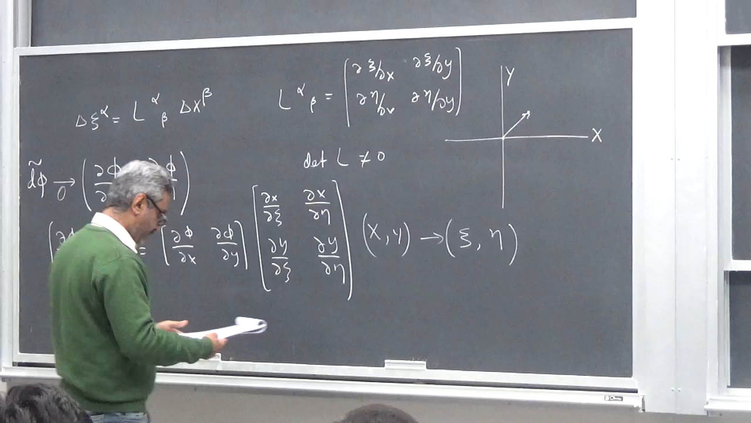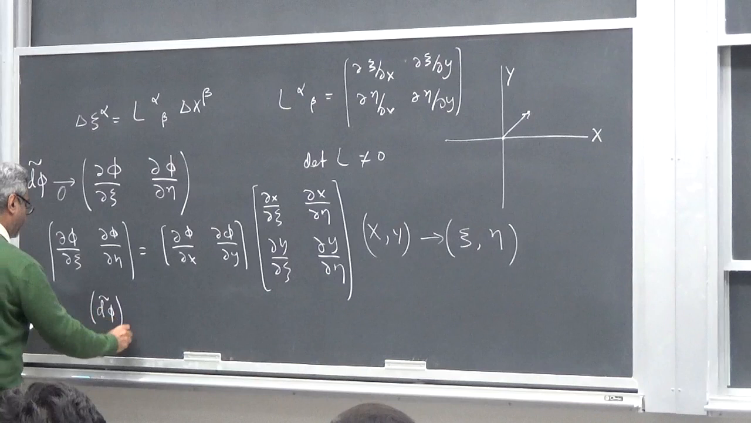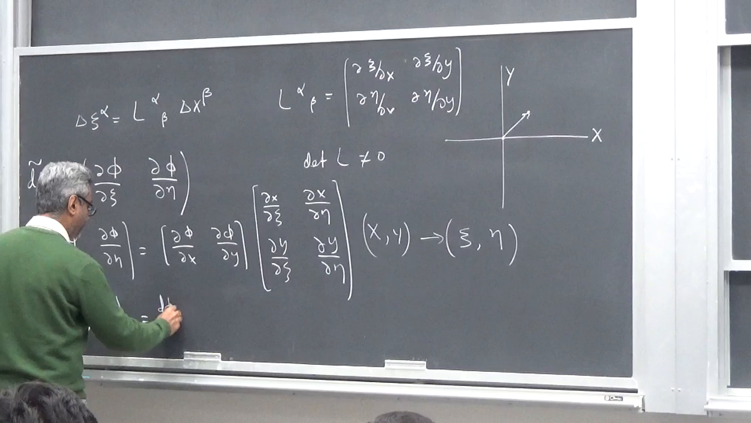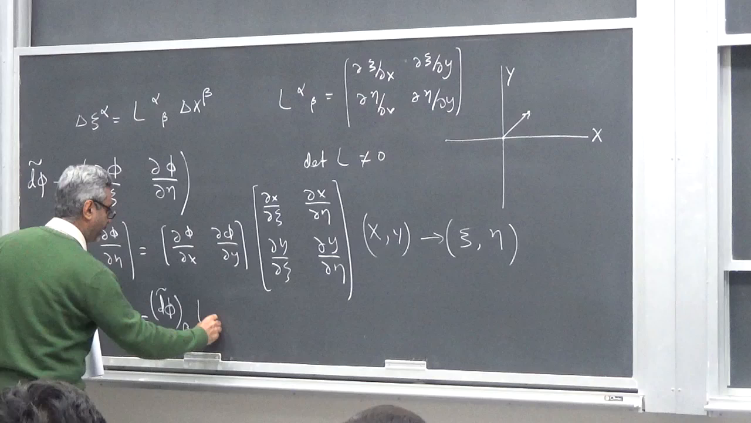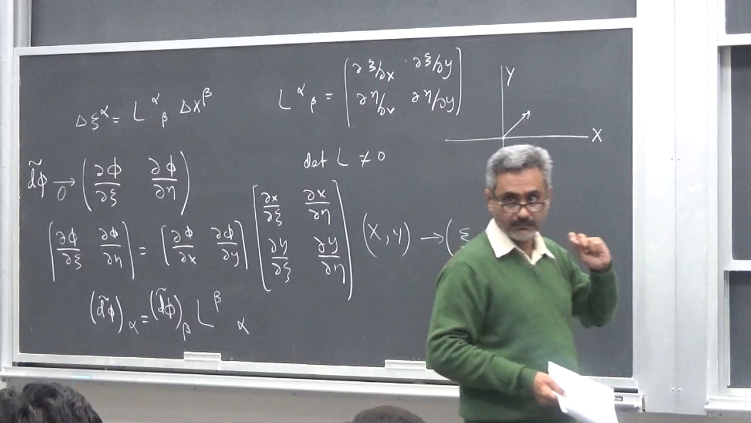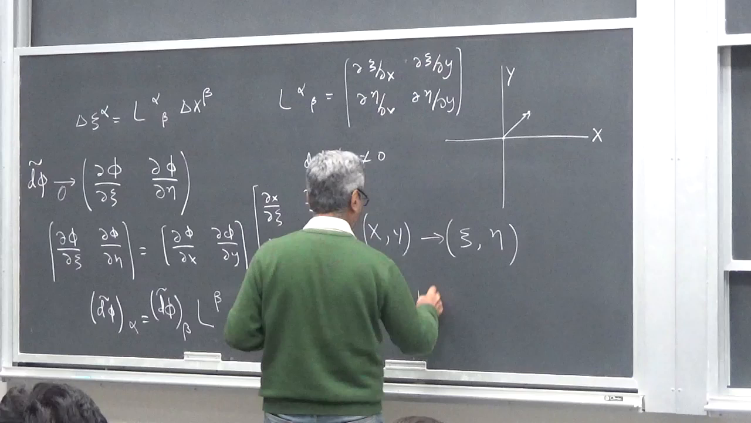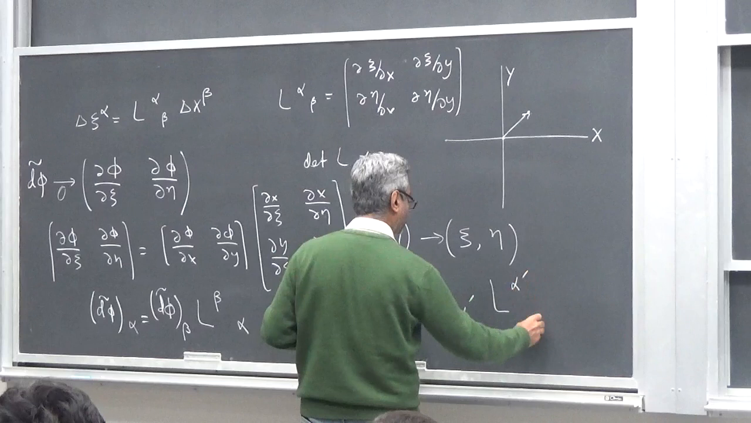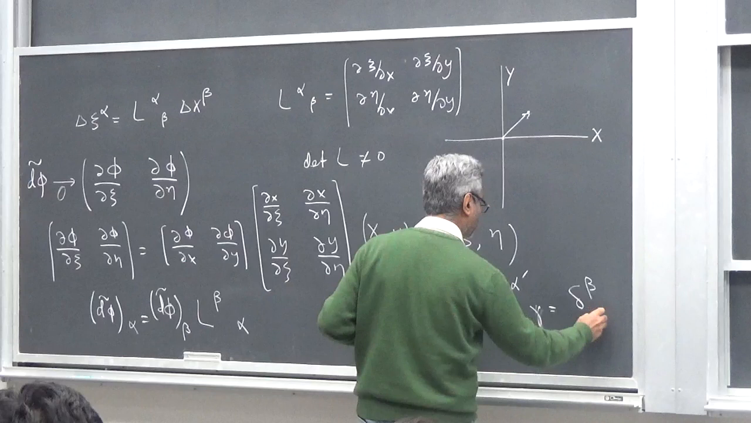In fact, if I wanted, I could write it like this: d phi in alpha. So this is going to be d phi. This thing is not changing, beta, L, beta. Okay. This is L beta alpha, this is L alpha beta. And so, homework. You've done this for lambda. Now do this for the one form, prove this.